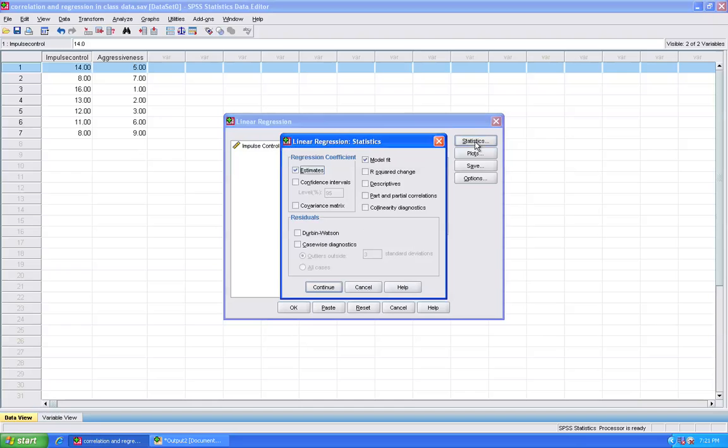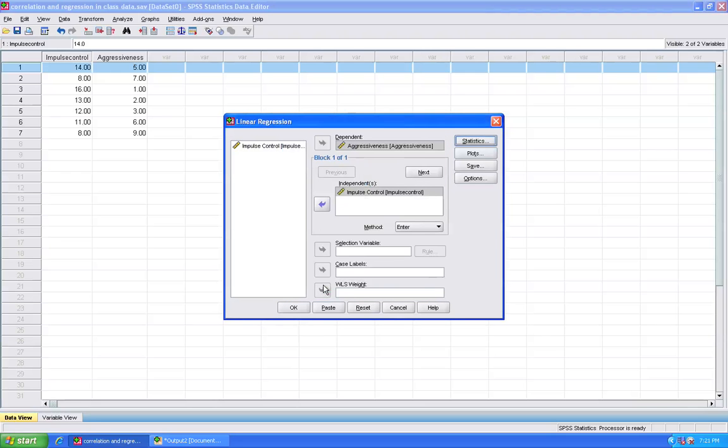When we click on the Statistics tab, we want to make sure that we get estimates of the regression coefficients, so that box should be checked. We can get the model fit, we can get descriptive statistics, and then we can click on Continue.